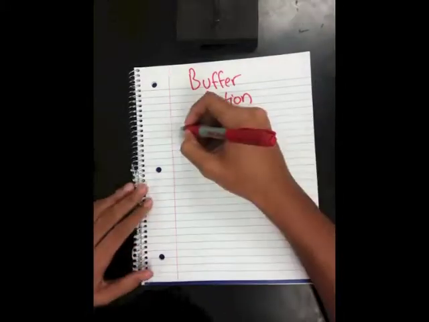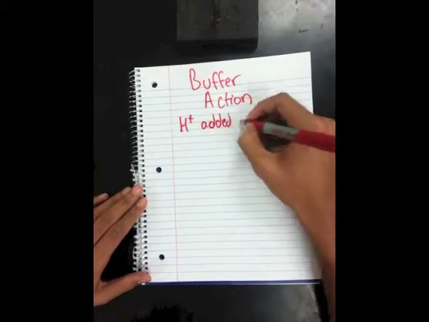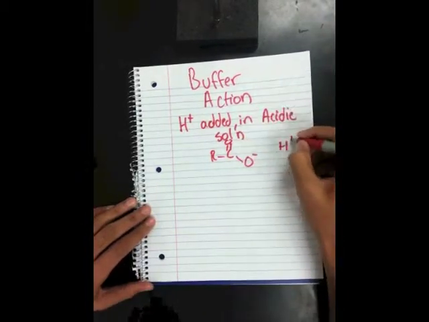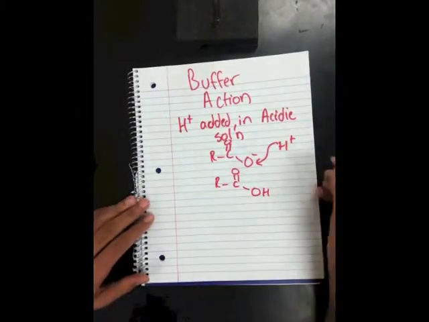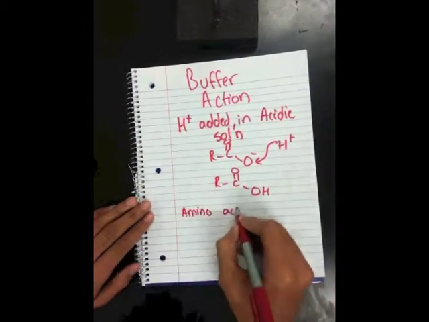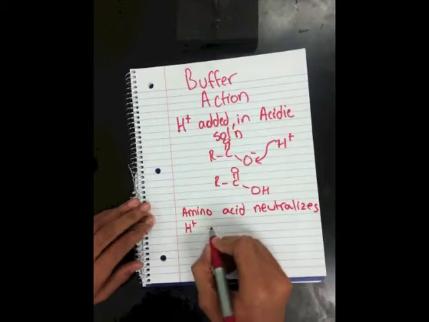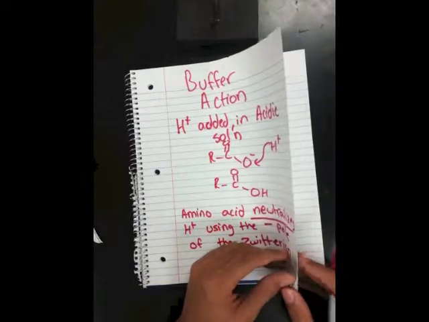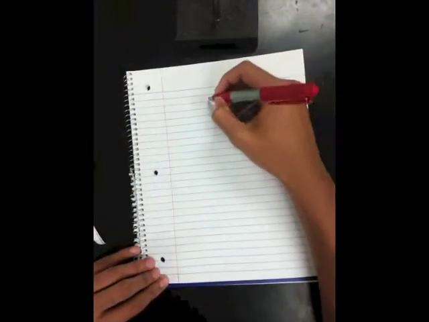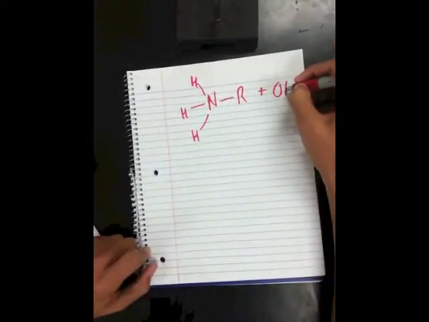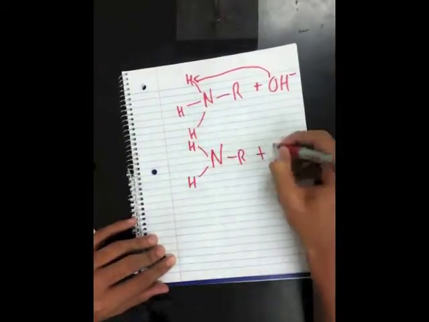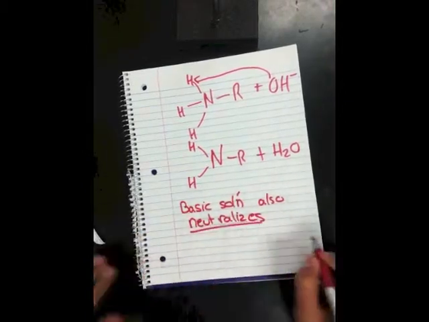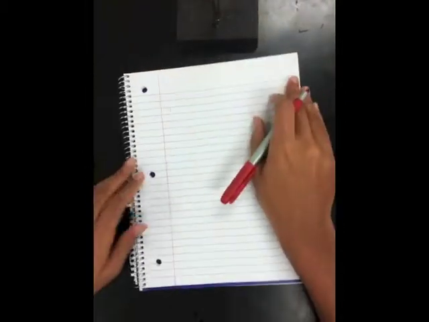Next we have a property which is buffer action, which is basically that when an acid or base is added in, the amino acids neutralize the solution. As you can see in the picture, let's say there's an acid: as the H plus is added in, it'll get attracted to the COO minus on the amino acid. And the same way, if there's OH minus, it'll get attracted to the NH3 plus, as you can see here. And water is produced as a product. So both acidic and basic solutions are neutralized.